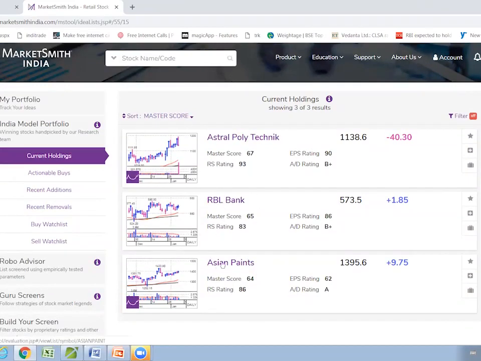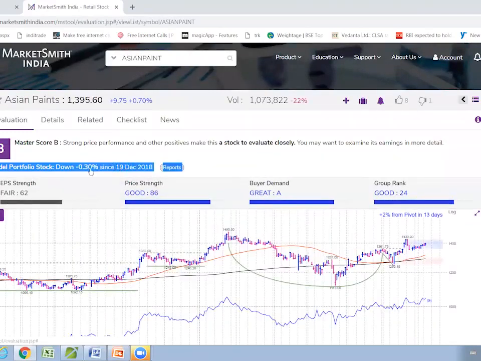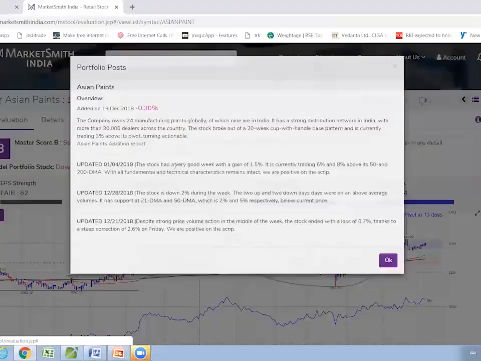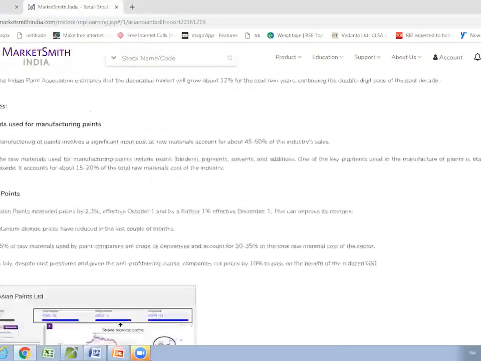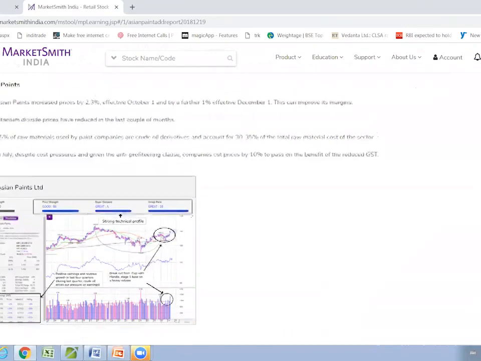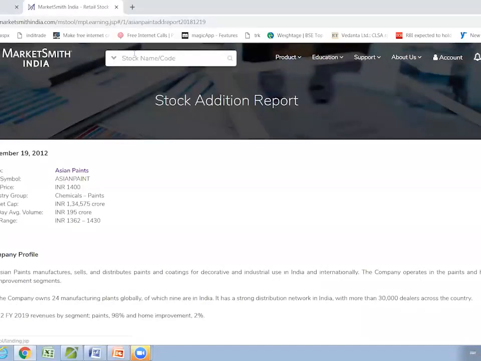Once you click on any stock, say for example Asian Paints, here the stock was added on 19th December, and from then it is 0.3% down. If you click on the report, you get the research report which we have provided, the stock pitch. This particular product is for the retail investors. These are the key growth drivers. Here you can see that the stock broke out, and we have annotated how it broke out. See the volumes; it was a classic breakout, and the key growth drivers, why we like this stock. Go through it, you will get to know how you can prepare that research pitch.